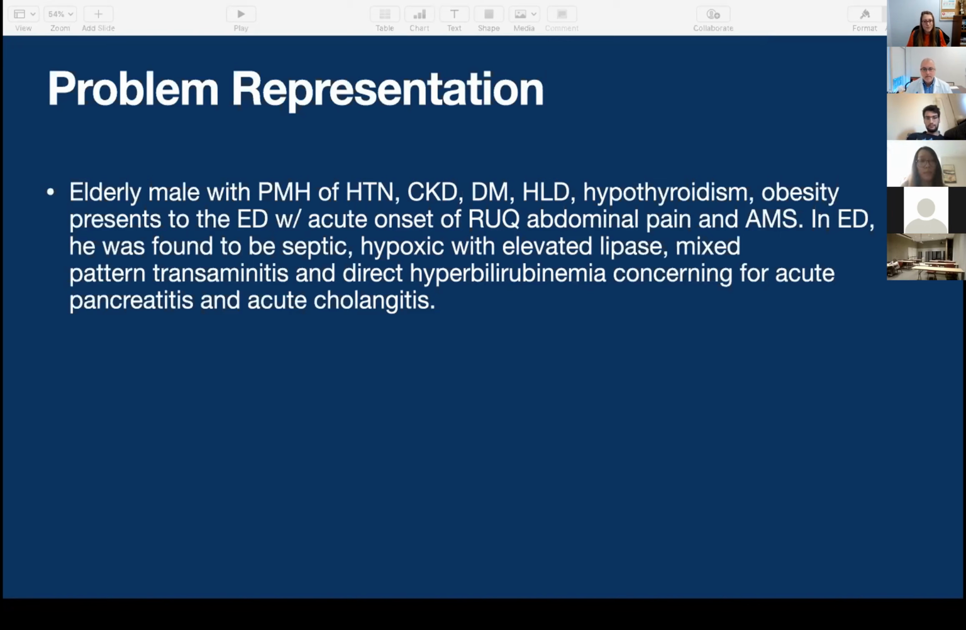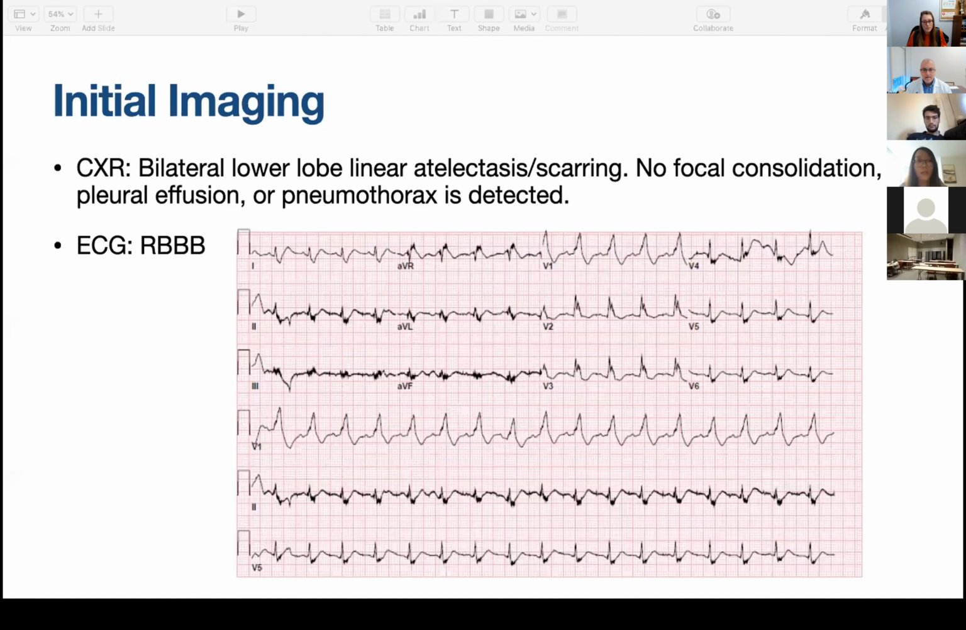Oh, so this is the problem representation. And next slide, we can go over his ED, his other imaging and other tests in the ED. So for his chest x-ray, it shows bilateral lower lobe linear atelectasis versus scarring, but there was no focal consolidation, pleural effusion, or pneumothorax. And for his ECG, it showed right bundle branch block. We don't have a previous ECG, so we didn't know if it was new or not. There was no significant ST elevation or ST segment change.